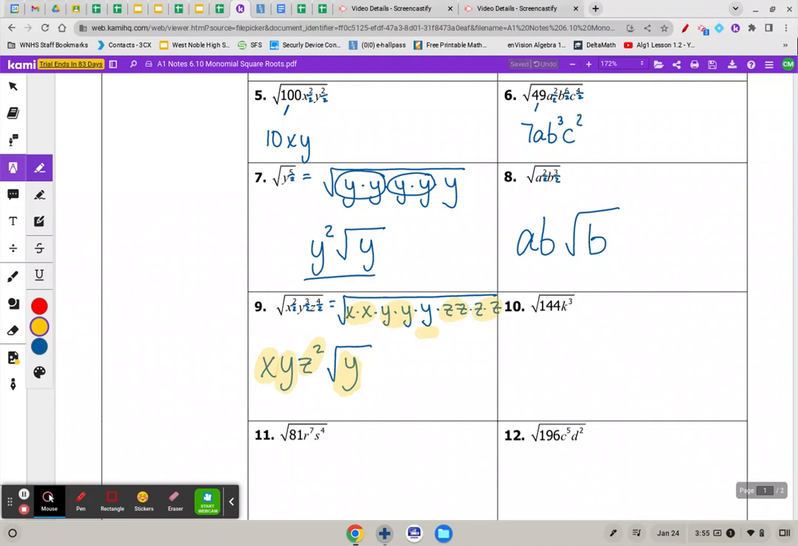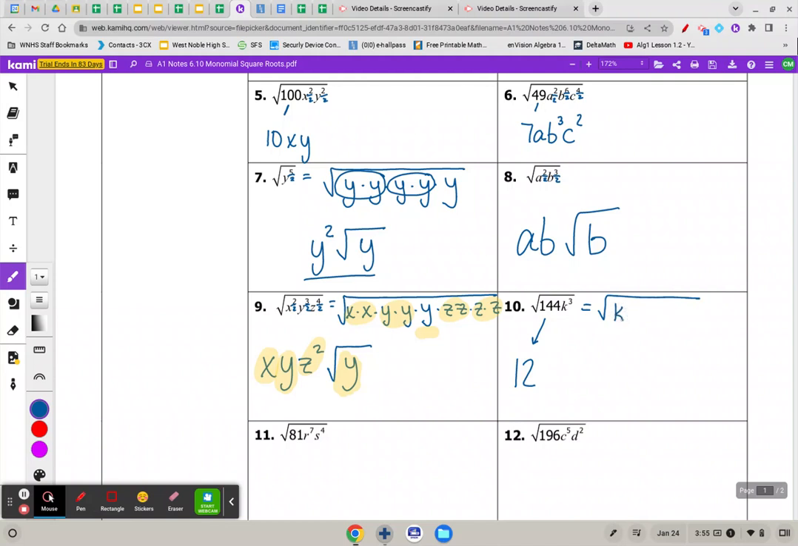The next one, the square root of 144 is just 12. Once again, if you like seeing the variables written out, this would be like k times k times k. So you have one group of k's, so k to the first, and then 1k left over.